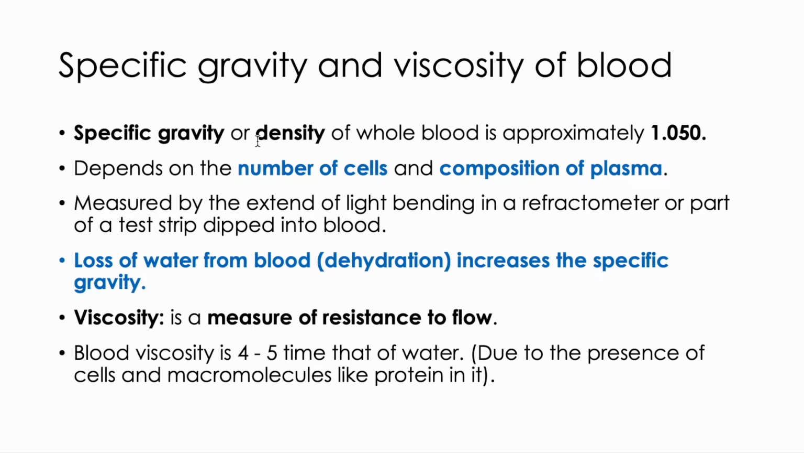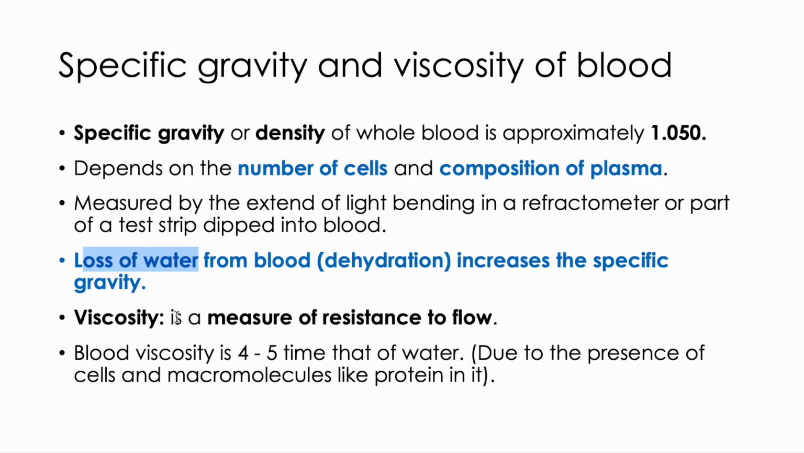The specific gravity or density of the whole blood is approximately 1. But it depends on the number of cells as well as the composition of the plasma. If a person is dehydrated, due to loss of water, not loss of blood, it will increase the specific gravity of the blood, and the viscosity is going to be increased.